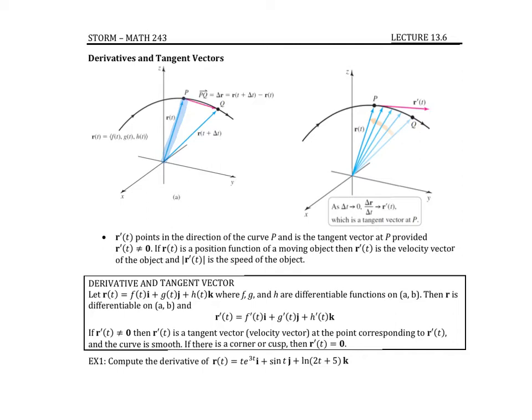Now if we look at some distance along the curve delta t, and we look at this other vector r of t plus delta t with head at point Q, what we've formed is a vector from P to Q, and that vector is called a secant vector. So it's similar to a secant line.